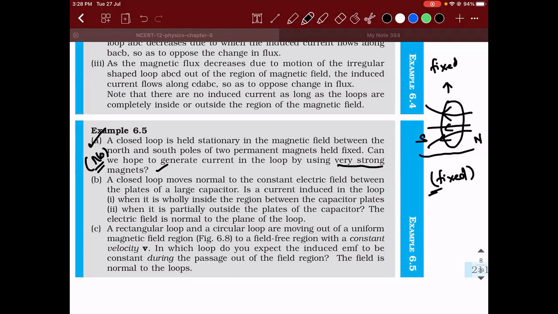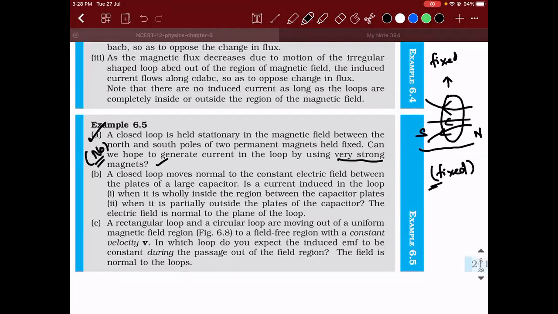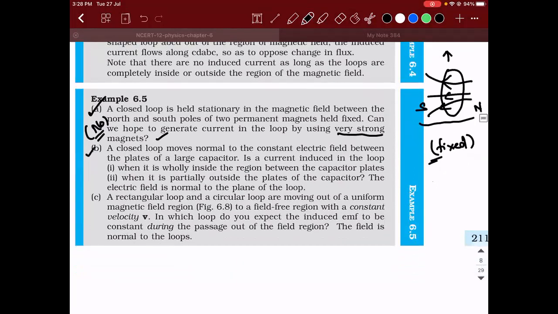So what did Faraday say? There should be a change of flux. As long as there is a change in flux taking place, for that complete duration of change of flux, there will be an EMF. The minute the change of flux stops, EMF will stop getting generated. So have this point in your mind.